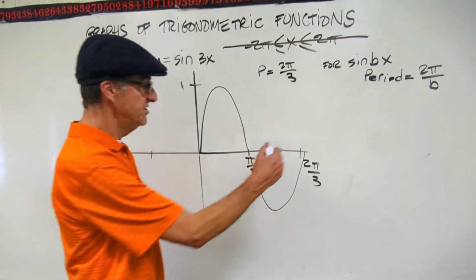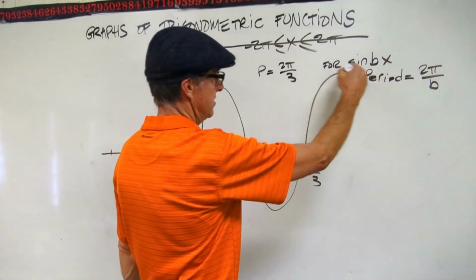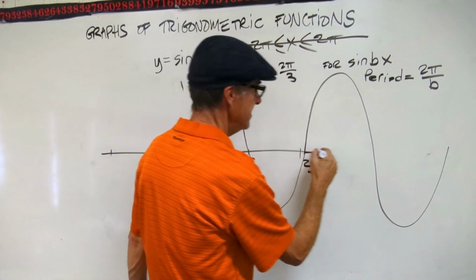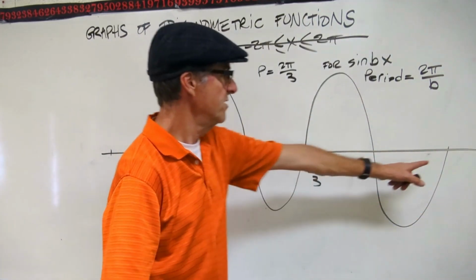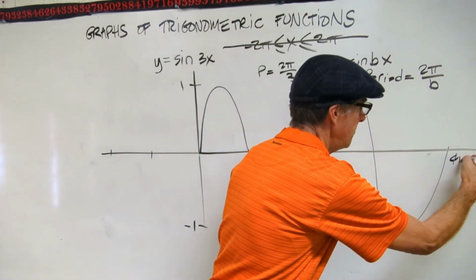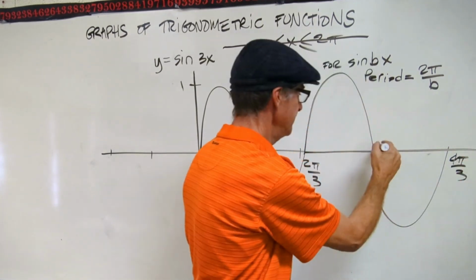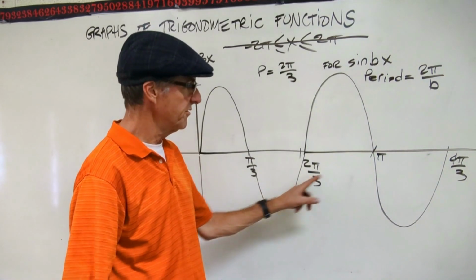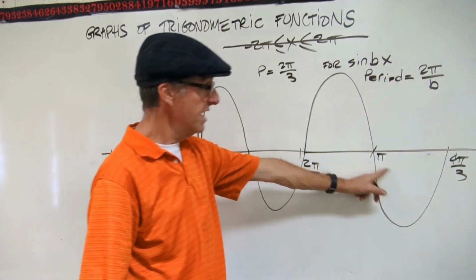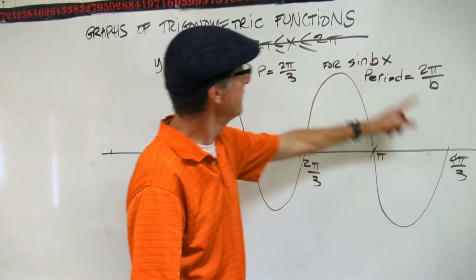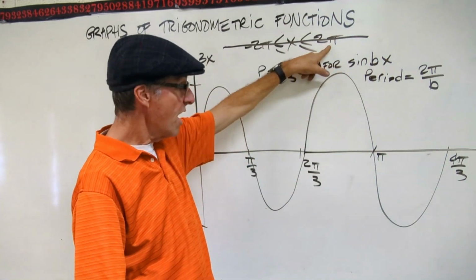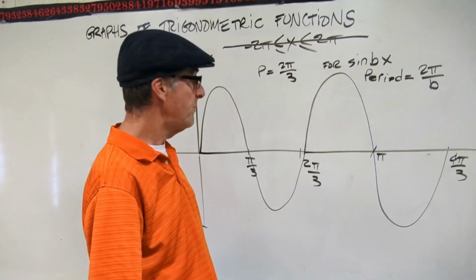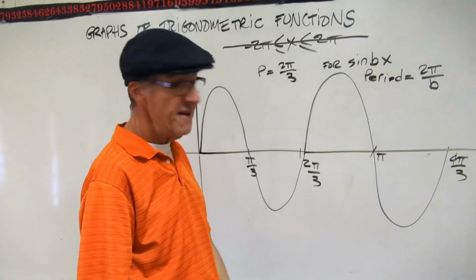Now, if I wanted to continue this graph, I could just extend it out. So this one would be 4 pi over 3. And this would be pi right there. So pi over 3, 2 pi over 3, 3 pi over 3, which is just pi, 4 pi over 3. So have we satisfied this range? Not quite. We could go out 1 more pi over 3 and get 5 pi over 3.